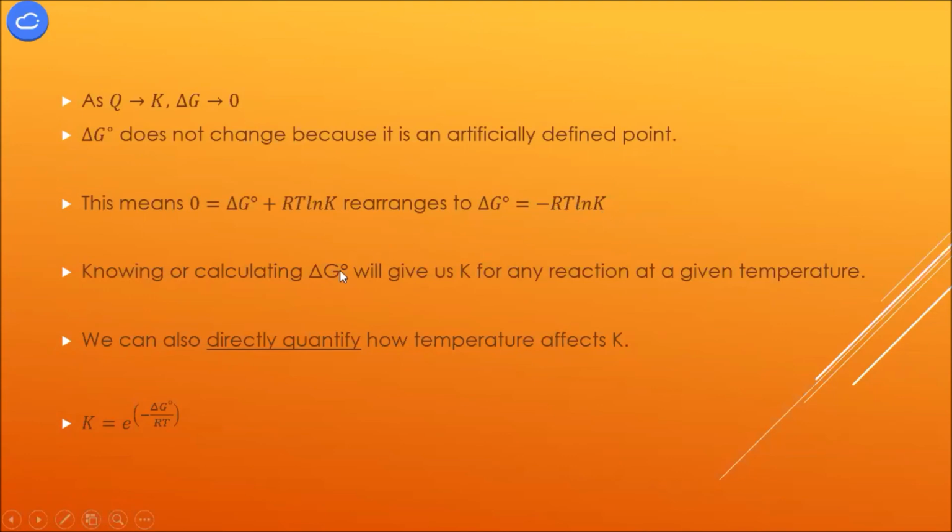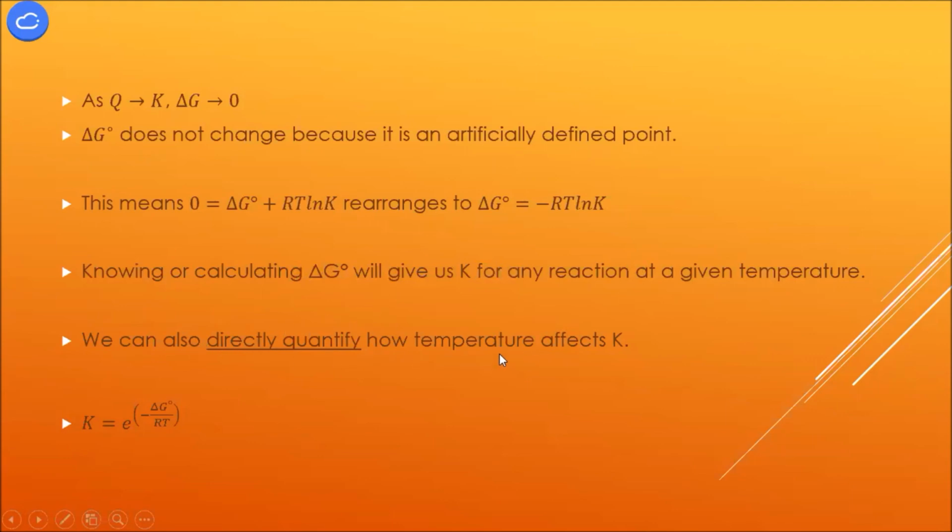So this is the only way we could calculate K at a different temperature other than physically measuring the concentrations. Most of the time we calculate K at 25 degrees, because it's at standard state conditions. But if I can calculate delta G at any other temperature, then I can calculate K at any other temperature. So knowing delta G will give us K for any reaction at any given temperature.